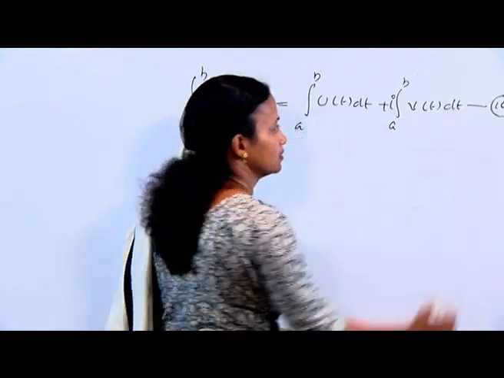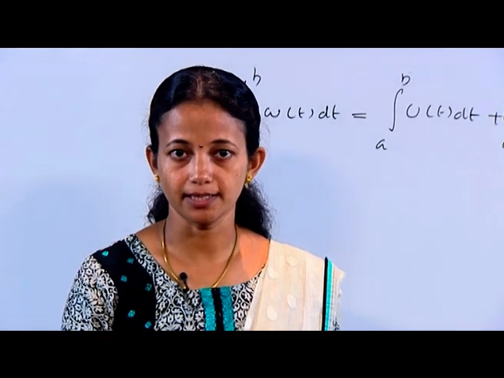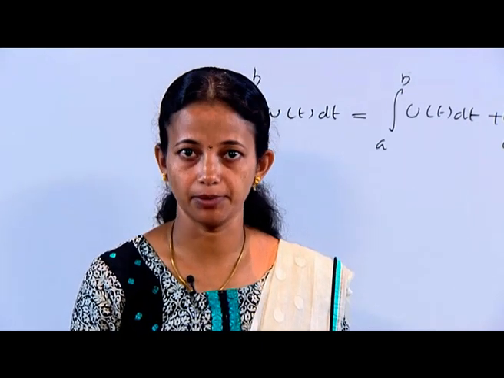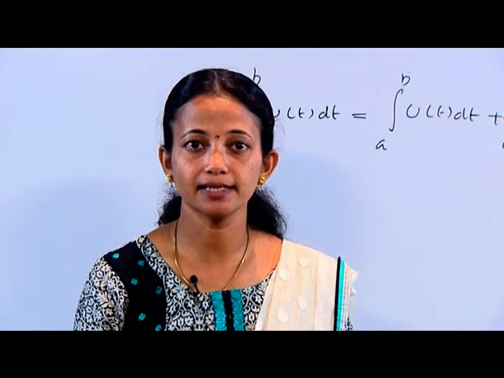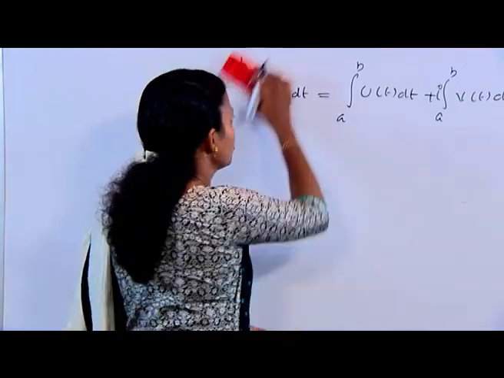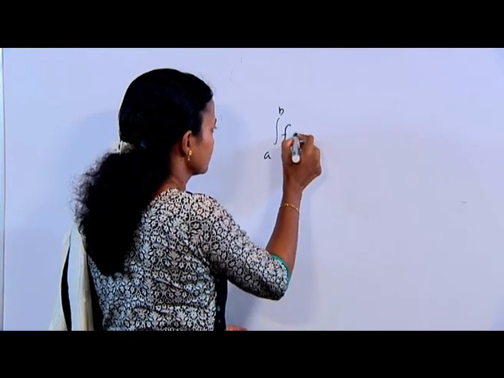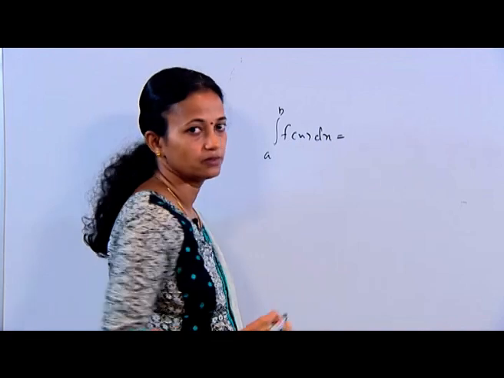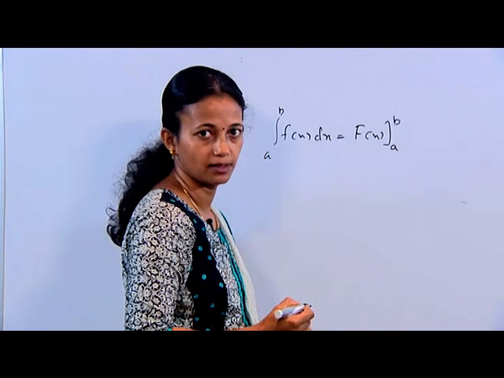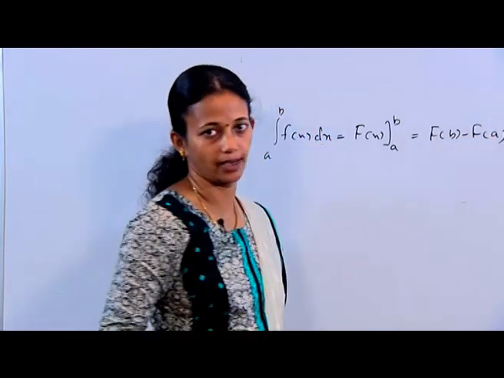Next, equation number 10. We first recall the fundamental theorem of calculus, that is, if f is continuous at every point of the closed interval a b, and F is any antiderivative of f on the closed interval a b, then we have integral a to b f(x) dx is equal to F of x over the limits a to b, which is equal to F of b minus F of a.